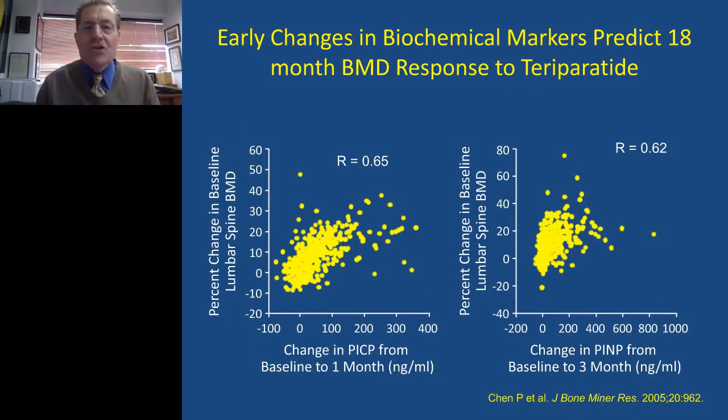This slide shows the change in the P1CP, which is another portion of the peptide that comes out of the osteoblast. On the right-hand side, in a similar result, is the P1NP, and this shows the increase in P1NP from baseline to 3 months later, highly related to the increase in the spine BMD at month 18. So here, a 3-month increase in P1NP is highly correlated with the improvement in bone density later on down the road.